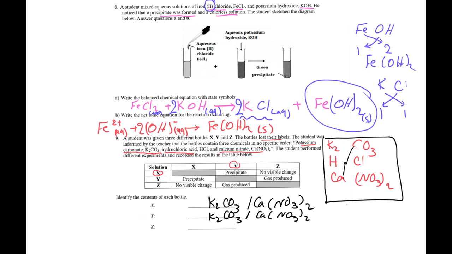For Z, when he mixes X with Z, of course Z will be the one which is left, HCl. When he mixes Z with Y, gas is produced. A gas can be produced if a carbonate is added to an acid. If any carbonate is added to an acid, a gas is produced. If Z is an acid, and he adds Y to it, a gas is produced. This means that Y should be carbonate. So Y will be the carbonate salt, and the other salt will go to X.